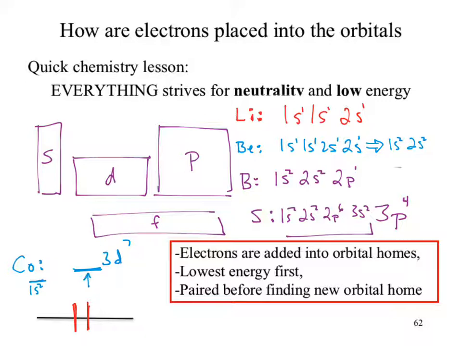The next one is the 4th row, 2nd column of the S block, and that becomes 4s2. Notice, if we continue to go backwards, the very next one is going to be 3p6. We're jumping from 3 to 4 to 3. That doesn't seem to make numerical sense to us. It fills that way. That's why we set up the periodic table this way.